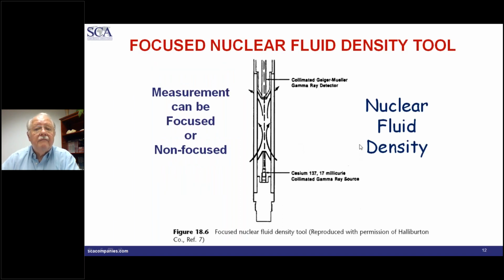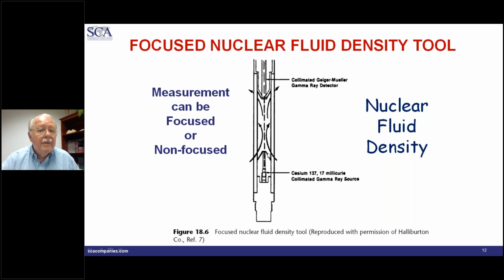Another tool that we have to measure fluid density, and there are very many different configurations of this tool, is a nuclear fluid density device. Essentially, it has a provision to collimate a gamma ray beam over a 4-inch, 10 centimeter interval. The flow will, as a general rule, come up and go through this interval.